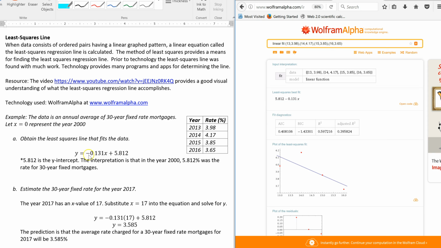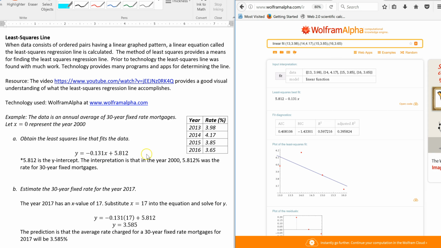I transformed this equation into our standard slope-intercept form. So over on the left, I wrote y equals negative 0.131x plus 5.812. This is the y-intercept, and the interpretation of the y-intercept is that in the year 2000, 5.812% was the rate for the 30-year fixed mortgages. I know it's the year 2000 because earlier I had let x equal 0 represent the year 2000. Okay, so this is my least squares line that best fits my data.